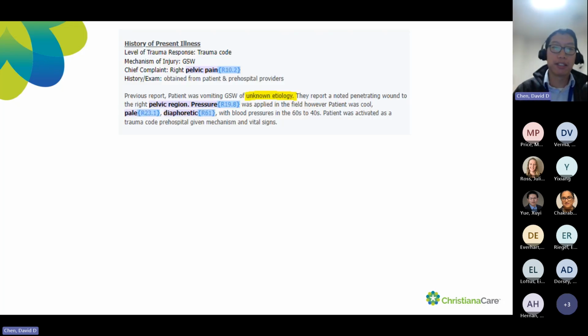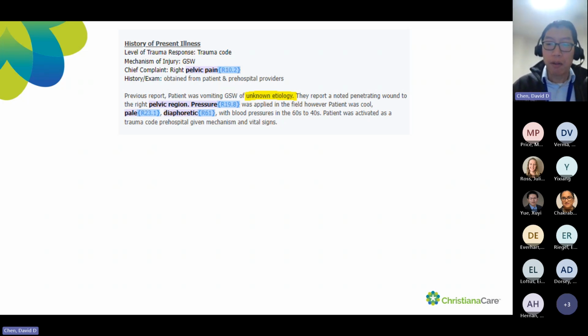So here is an example from our institution where a patient came in with a GSW, or gunshot wound. The patient had a GSW of unknown etiology, reported a penetrating wound to the right pelvic region, pressure applied, pale, diaphoretic, and hypotensive. So these are all pretty bad things. This patient is quite ill.